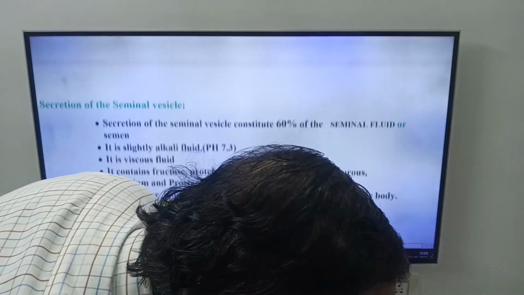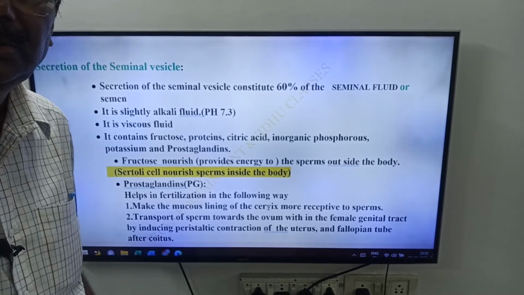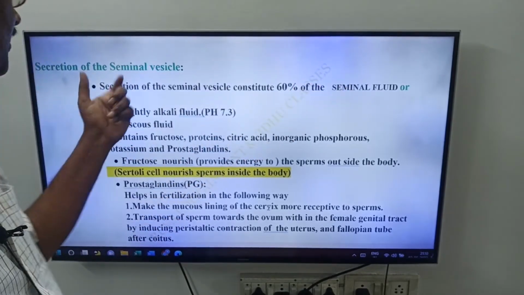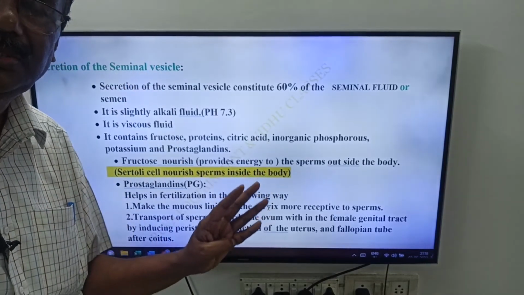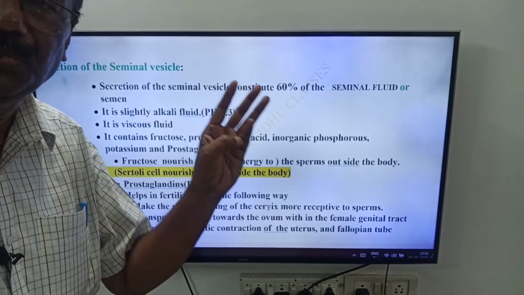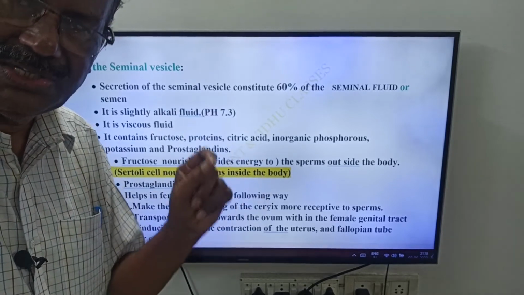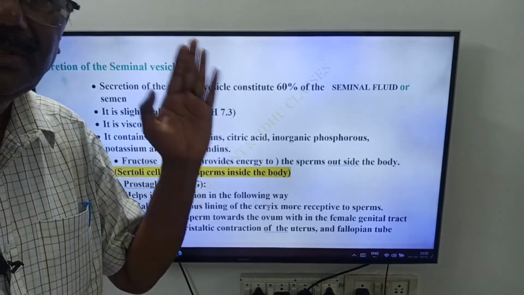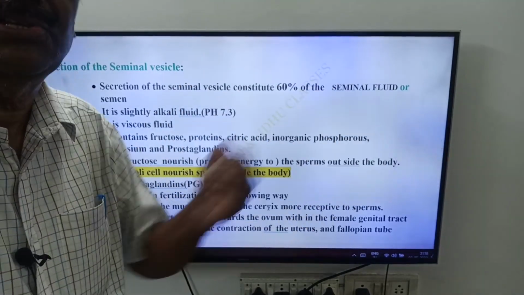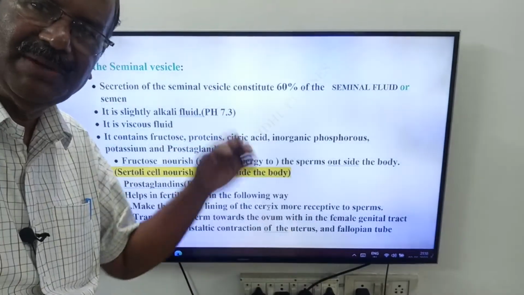Okay, friends. Now, secretion of the seminal vesicles. Seminal vesicle secretions constitute 60% of the seminal fluid or semen. Friends, semen does not mean only sperms. Semen has sperms, secretion of the seminal vesicle, secretion of the prostate gland, etc. So, the secretions of the seminal vesicle constitute nearly 60% of the seminal fluid, which means the remaining 40% is other secretions.